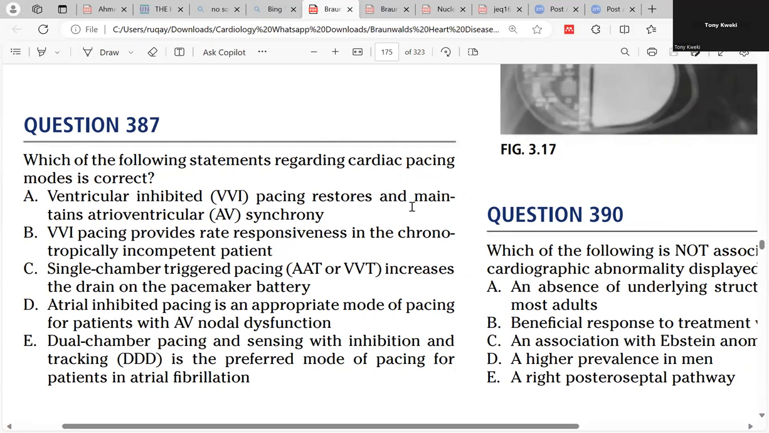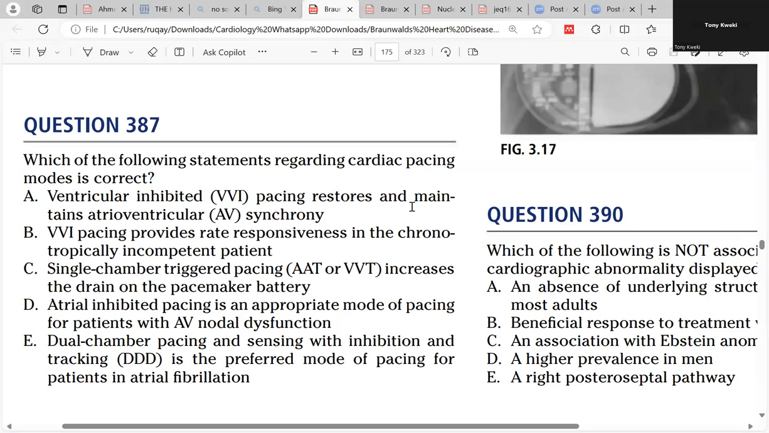Then E, dual chamber pacing and sensing with inhibition and tracking is the preferred mode of pacing for patients in atrial fibrillation. I've forgotten the explanation for this, but it's not. DDD is not the default preferred mode for atrial fibrillation. If it senses both atria and ventricle, then the excessive atrial activity because of atrial fibrillation would be sensed as really fast. So the pacemaker could just keep pacing, and it would just be one big chaotic mess. There are modern pacemakers that have a setting that allows them to detect atrial fibrillation and switch off the atrial sensing in such scenarios.